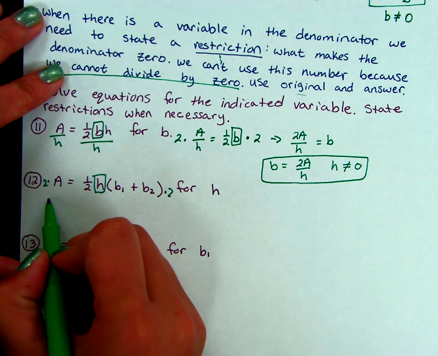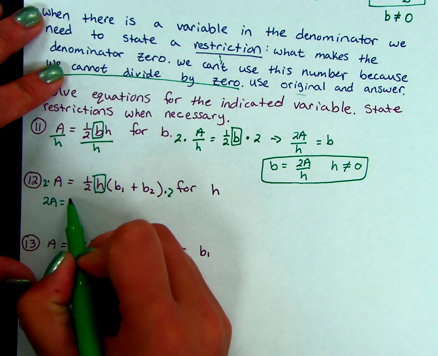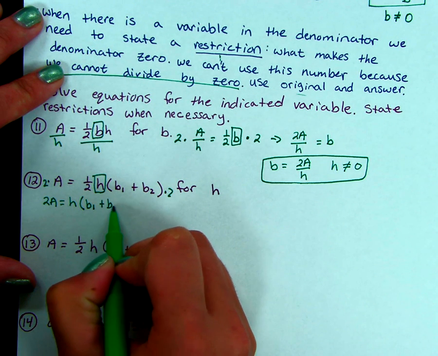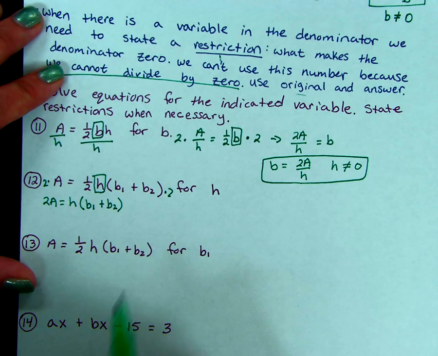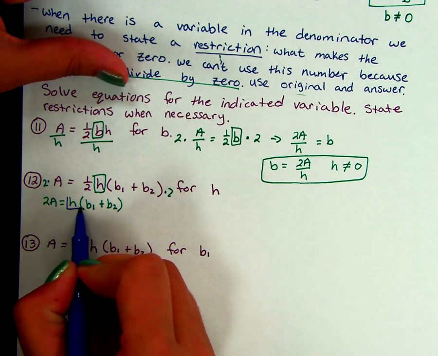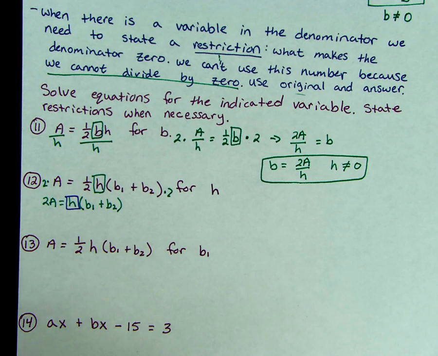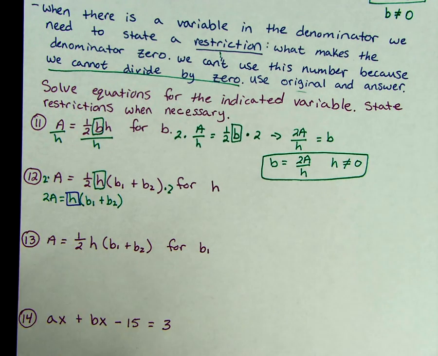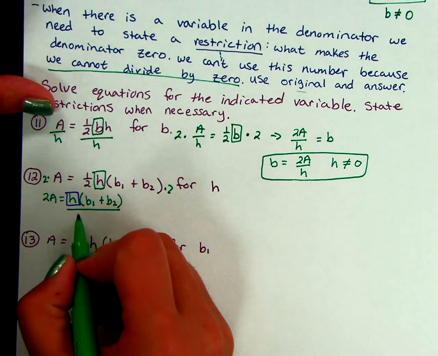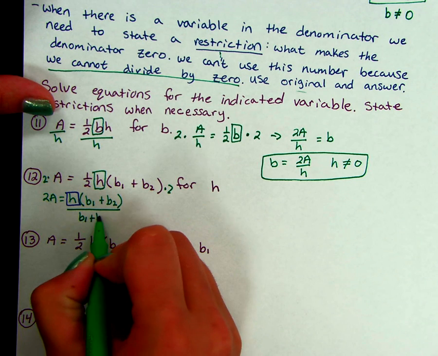Now we have 2A equals H times the quantity of B sub 1 plus B sub 2. I don't know if you guys remember this, but this is actually the area formula for a trapezoid. Now again, we're trying to get H by itself. That's this variable right here, because we're solving for H. Between H and this group, it's multiplication. To undo multiplication, we divide, and we're allowed to divide by this whole group. So I'm dividing by B sub 1 plus B sub 2.